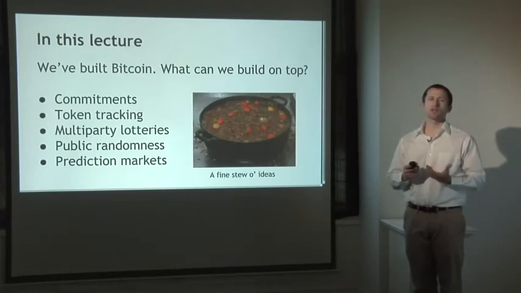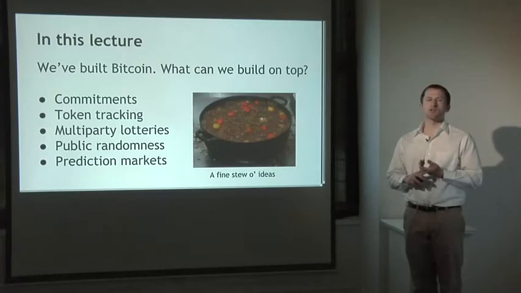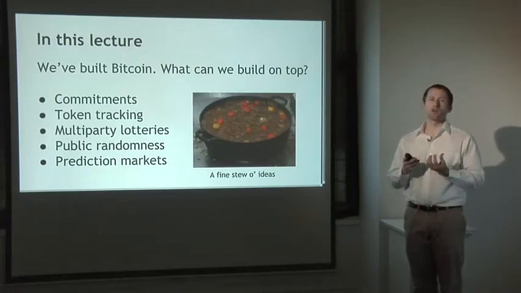There's a lot of exciting things that we can build either without any modifications to Bitcoin or with pretty small modifications. So some of those things, in order, that we'll talk about in this lecture: secure commitments, secure timestamping, issuing new types of digital tokens and tracking those, things that aren't exactly currency, doing lotteries, generating randomness using Bitcoin, and finally prediction markets.